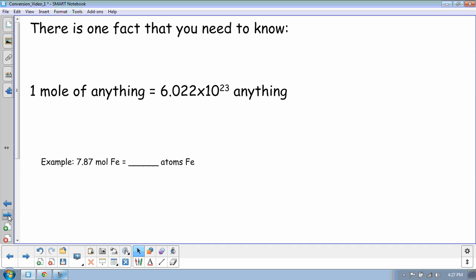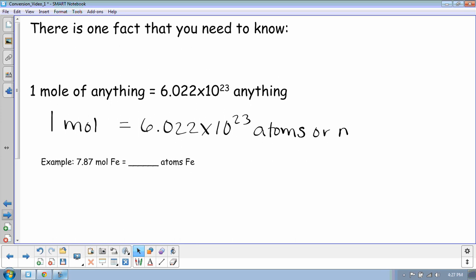To be more specific, 1 mole is equal to 6.022 times 10 to the 23 atoms or molecules. If it's a singular element, we're going to talk in atoms. If it's a compound, we're going to talk in molecules.